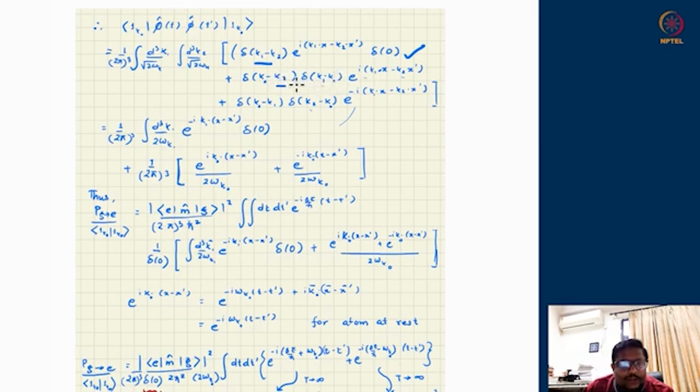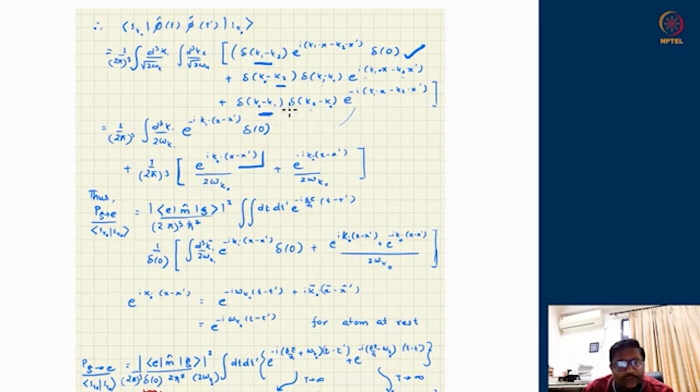Okay, so therefore the second term I will get is e to the power minus iota k naught dot x minus x prime divided by twice k naught. Root 2 omega k will become root 2 omega k naught from the k2 integral, and similarly the k1 integral will also convert the square root of 2 omega k to the square root of 2 omega k naught. Together they become 2 omega k naught.